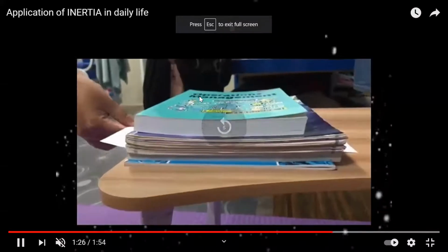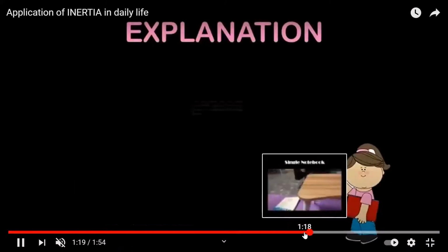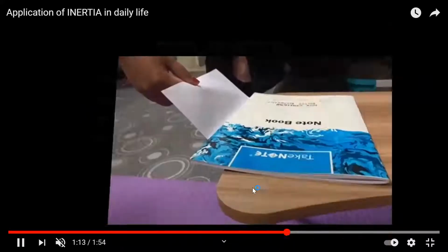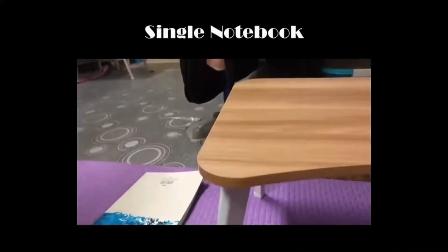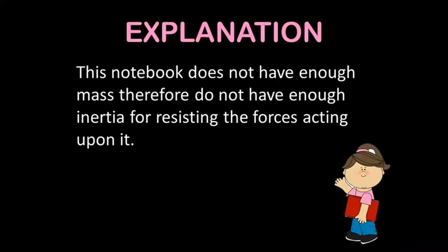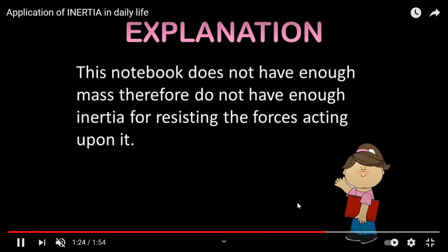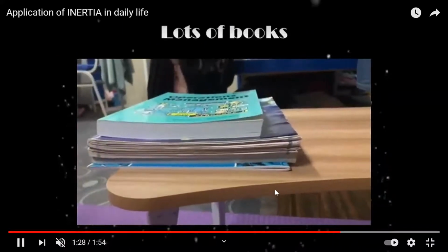Can you see now? Okay. So when we have only one notebook, it's falling. See, this is not successful. When the paper was pulled out, the notebook also fell. But when we are using a lot of books, look at this, the books did not fall.